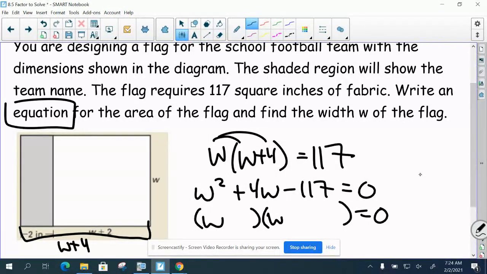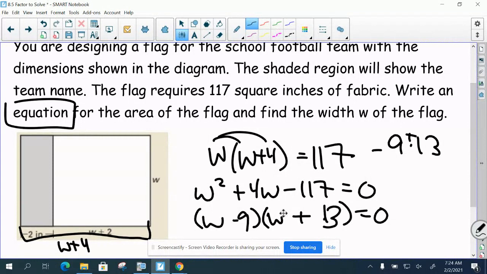If you play around on your calculator for a little bit and try to figure out what are factors of 117, you would get 9 and 13. And 9 and 13 would add to 4. But the question is, which one will be the negative one? Well, if you want it to be positive 4, you want the smaller number to be negative and the bigger number to be positive. So have w minus 9 and w plus 13.